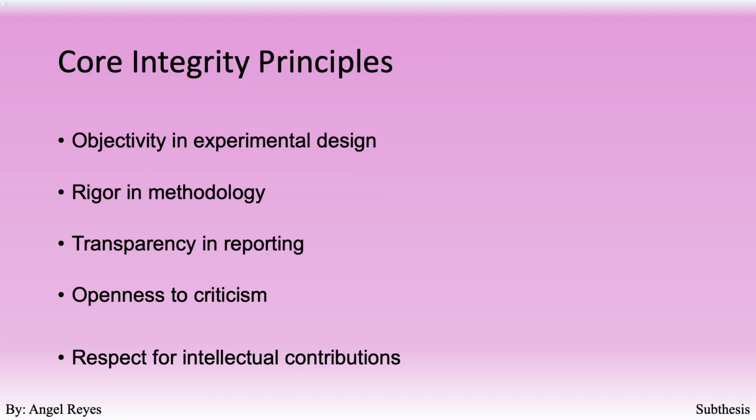Operational principles translate research integrity values into practice. Objectivity in experimental design means creating studies that fairly test hypotheses without bias toward preferred outcomes. Rigor in methodology involves adhering to disciplinary standards, using appropriate controls, and conducting sufficiently powered studies. Transparency in reporting means fully documenting procedures, clearly presenting results, including negative findings, and acknowledging limitations.